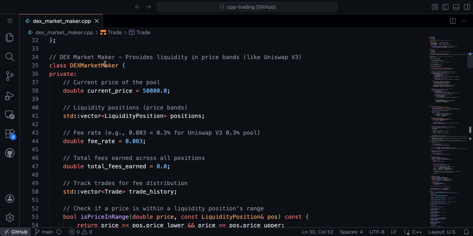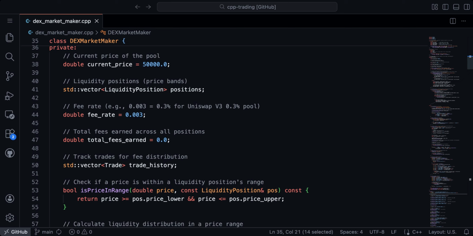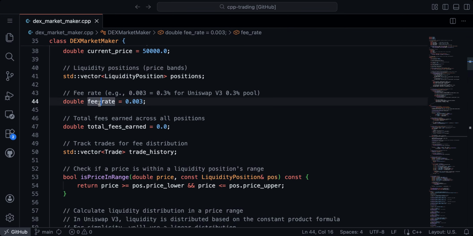Now we define the DEX market maker class. This is the core of our market making system. The class has several private member variables. First, we have current price as a double, initialized to 50,000.0, representing the current price of the pool. We have positions as a vector of liquidity position objects, storing all the liquidity positions that have been added to the pool. We have fee rate as a double set to 0.003, which represents a 0.3% fee rate, similar to Uniswap V3's 0.3% pool.